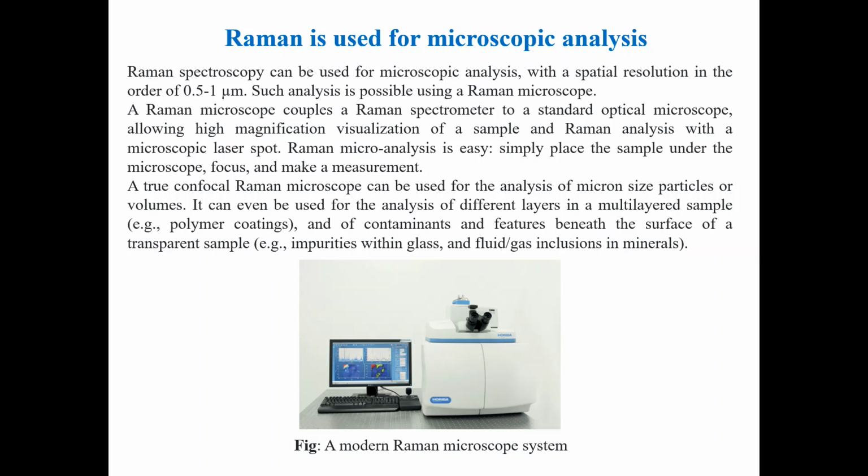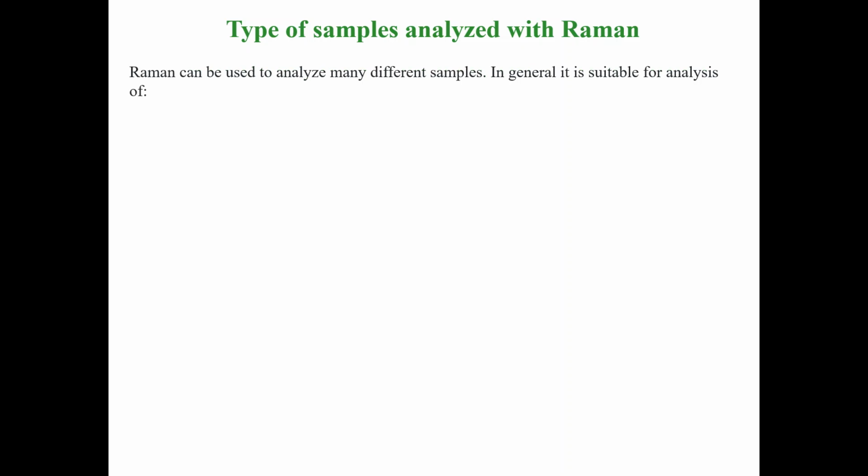A true confocal Raman microscope can be used for the analysis of micron sized particles or volumes. It can be used for the analysis of different layers in a multi-layered sample, for example polymer coatings, and of contaminants and features beneath the surface of a transparent sample, for example impurities within glass and fluid, gas inclusions, and minerals, etc. So that is the type of sample that we can analyze with Raman.